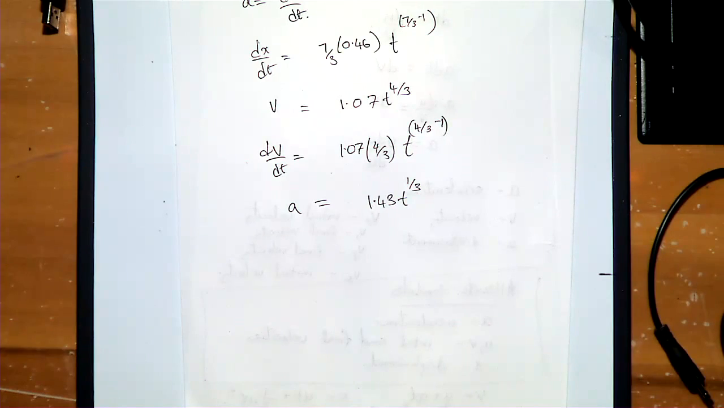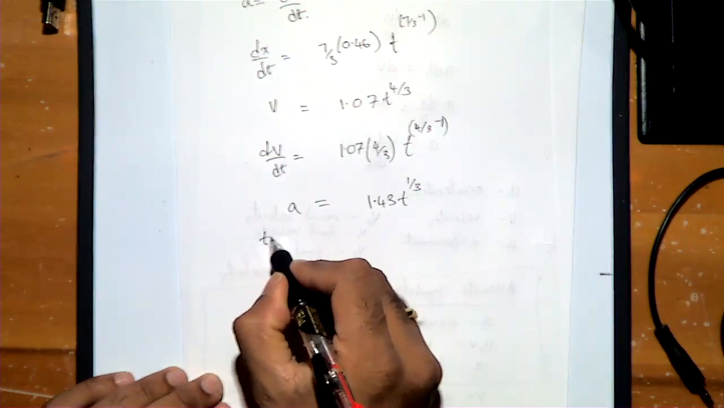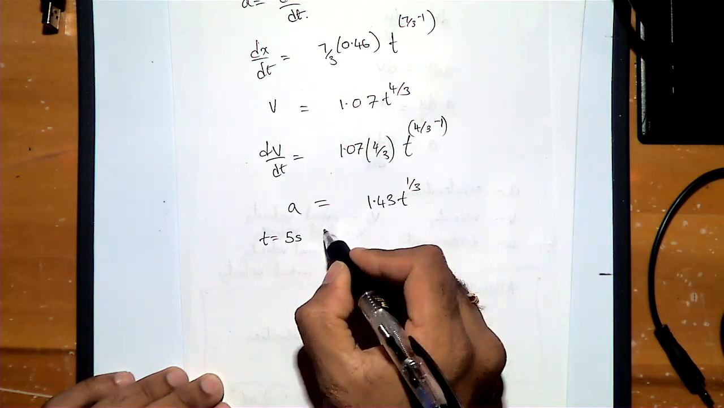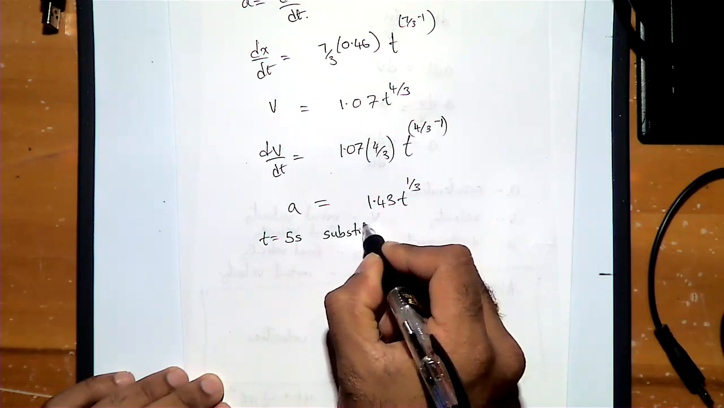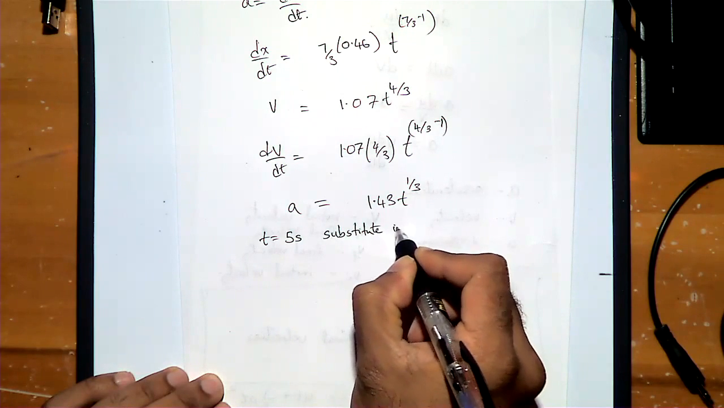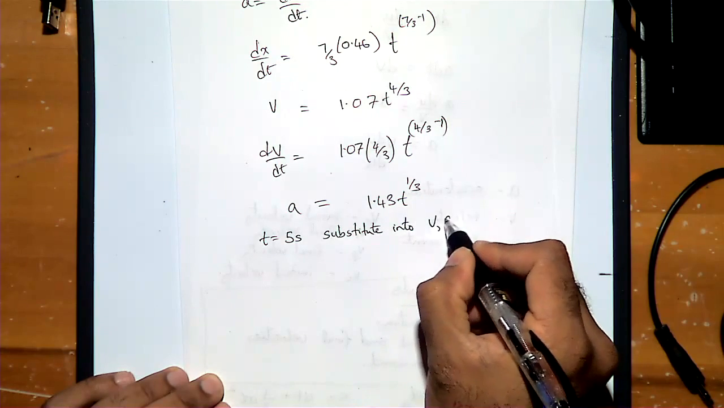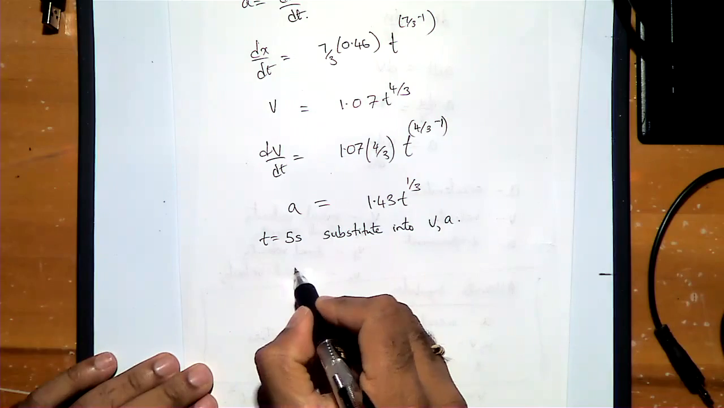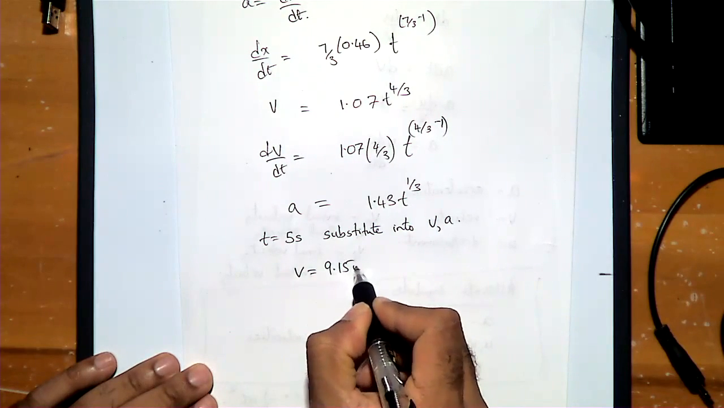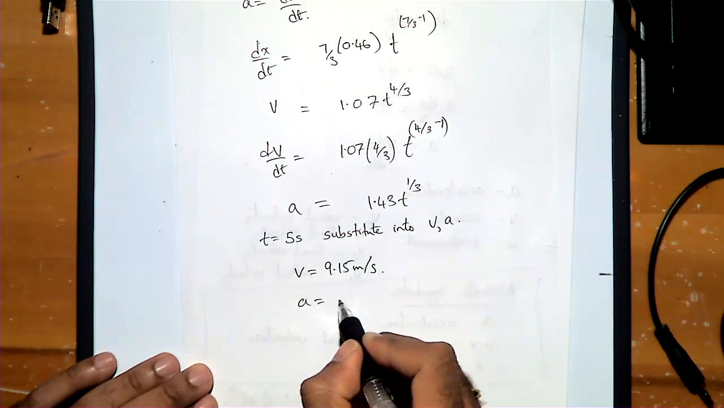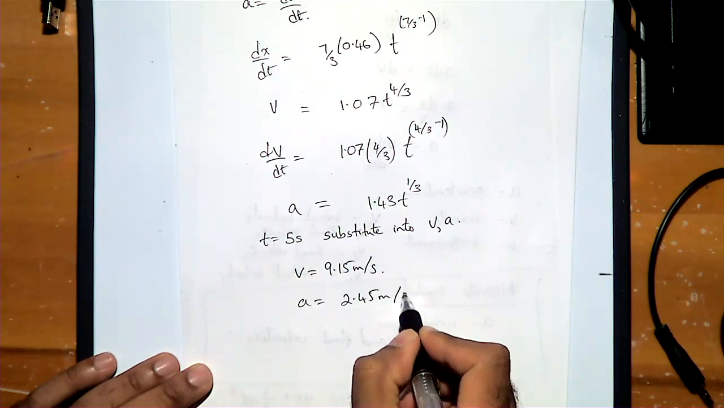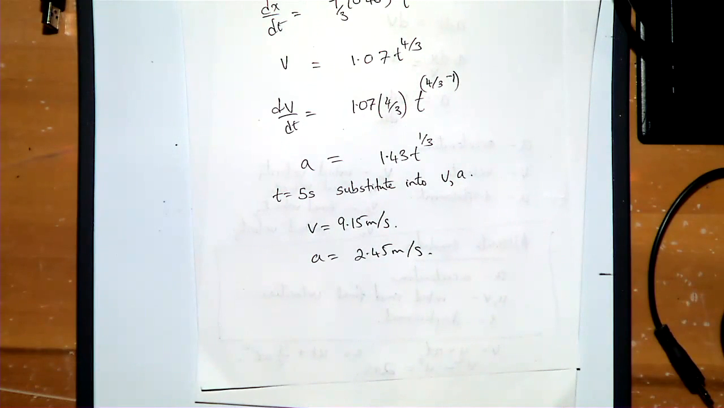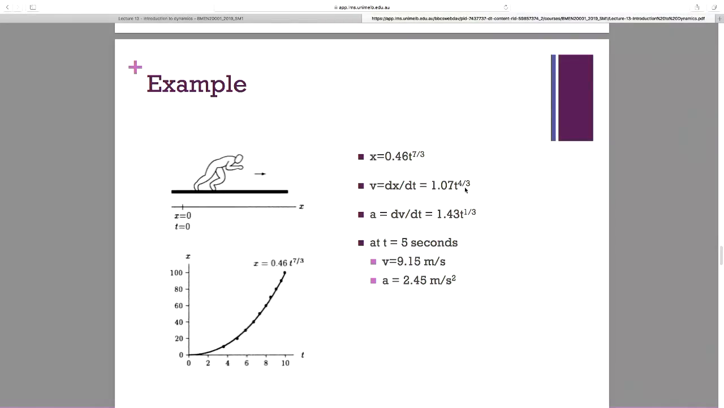So I can then plug in t equals 5 seconds, substitute into V and A. I will arrive at V equals 9.15 meters per second. A equals, that's what's given here, okay?